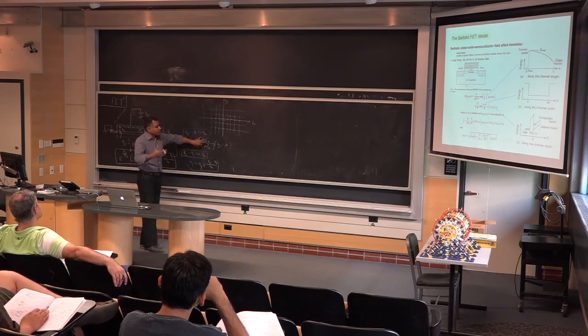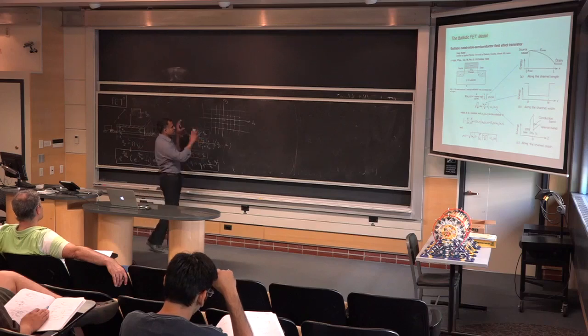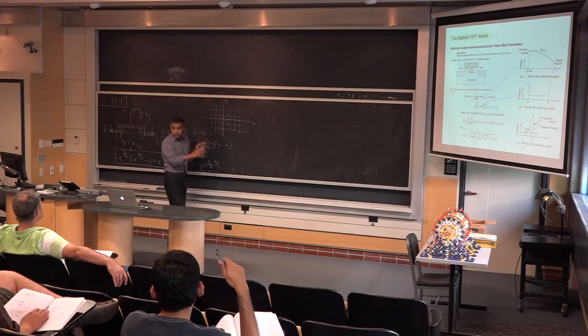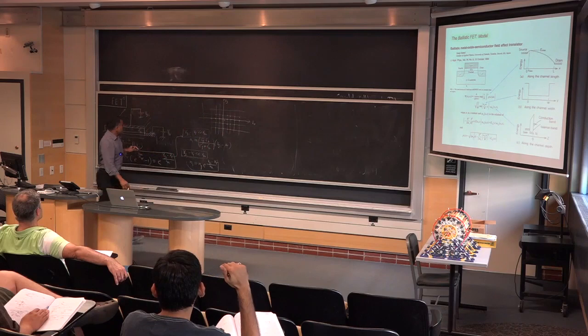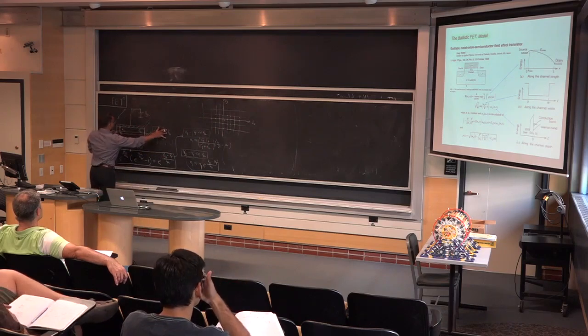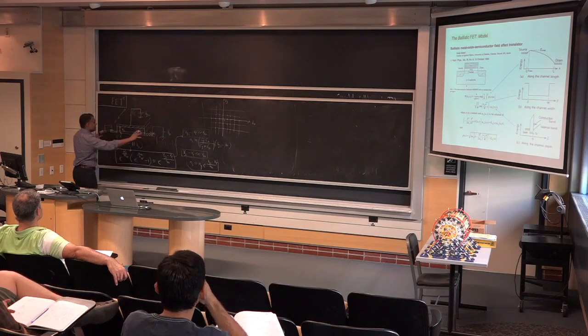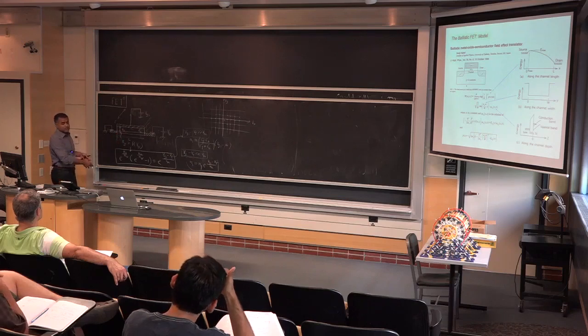Meaning 10 to the power 12 or 10 to the power 13 per centimeter square. So what you have done is essentially you've filled a lot of these modes now, right? If you don't have a drain voltage, then you can see, first of all, how are you filling the modes, right?